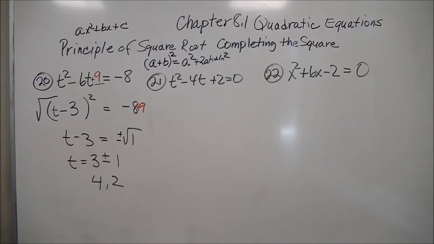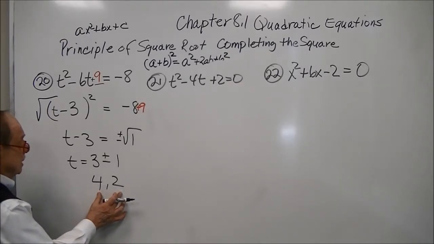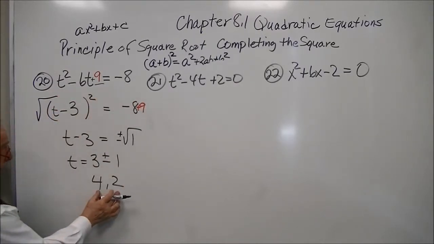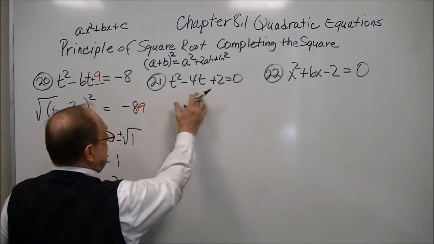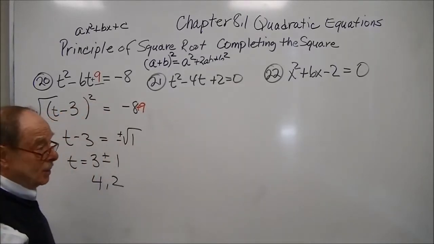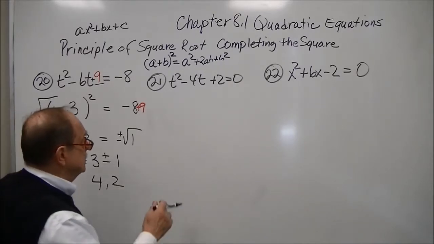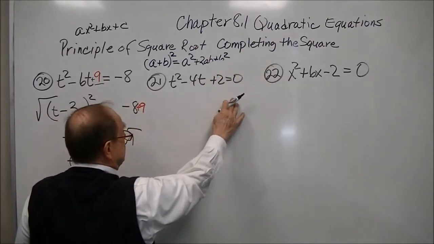Now an interesting thing happens. Anytime you get nice answers like this, you could have factored that, because these are the factors of that. All right, now as we look at number 21, is that factorable in the traditional sense? And the answer is no, that wouldn't factor. So we want to use completing the square to do this.